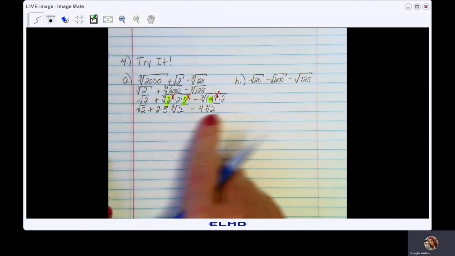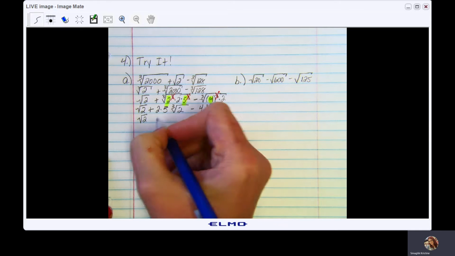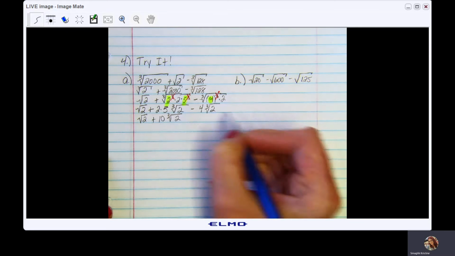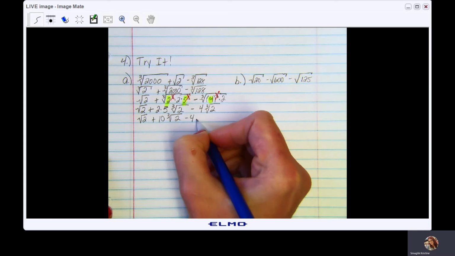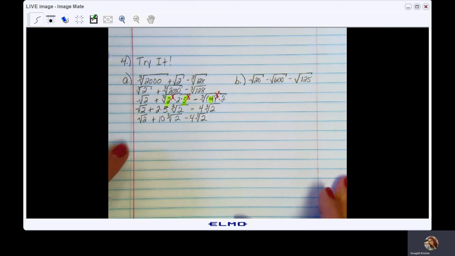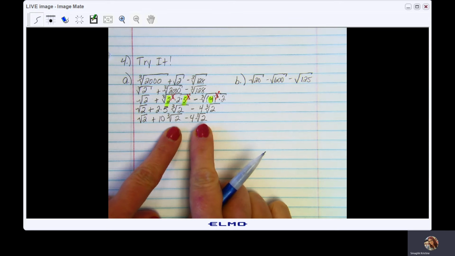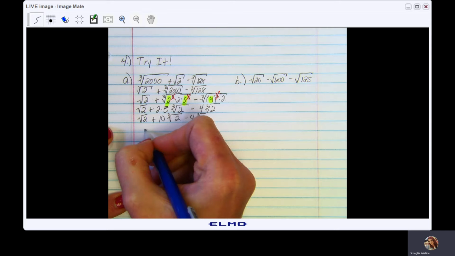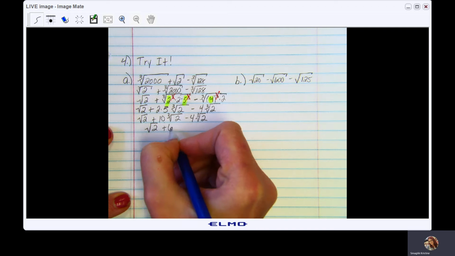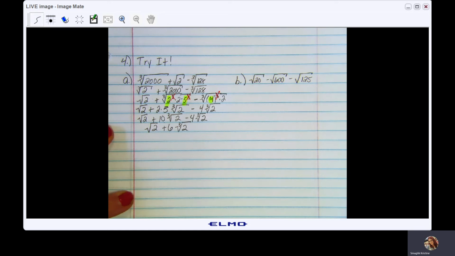And now let's take the final look here. Got a few more things to do. We have 2 times 5 is 10 times the cube root of 2 minus 4 times the cube root of 2. Almost there. So now let's go ahead and combine these. They have the same index and the same radicand. So my final answer is 10 minus 4 is 6 times the cube root of 2.